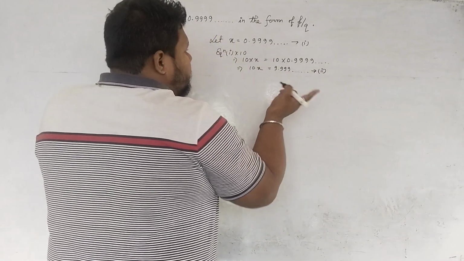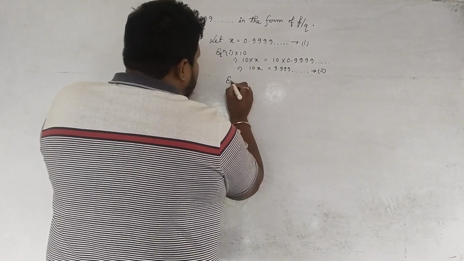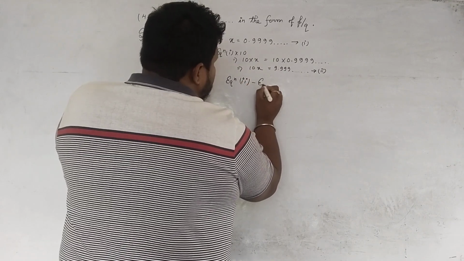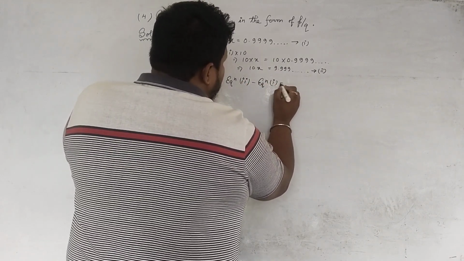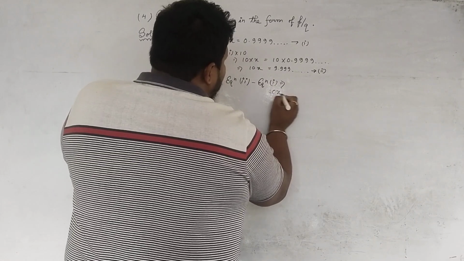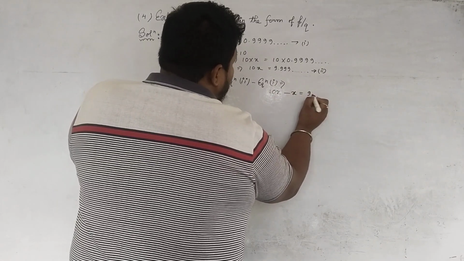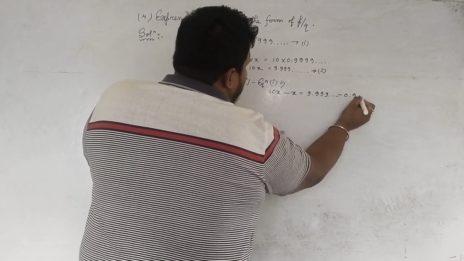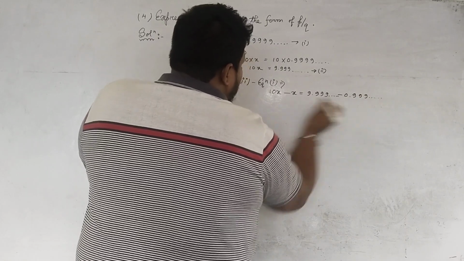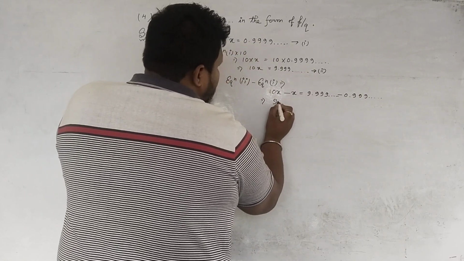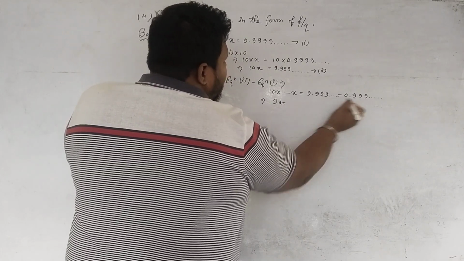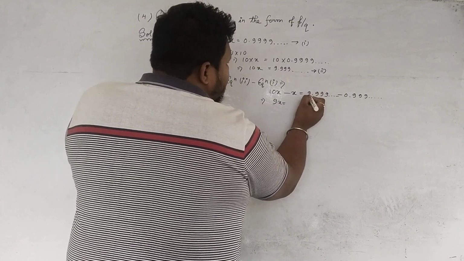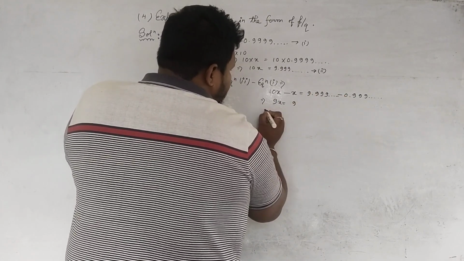Now what we will do, equation 2 minus equation 1. So 10x minus x equal to 9.999... minus 0.999... 10x minus 1x is what? 9x. Here you see after the decimal all are 9, that means the 9s are gone. So 9 minus 0. Before the decimal, what is there? 9 and 0. 9 minus 0 is 9.